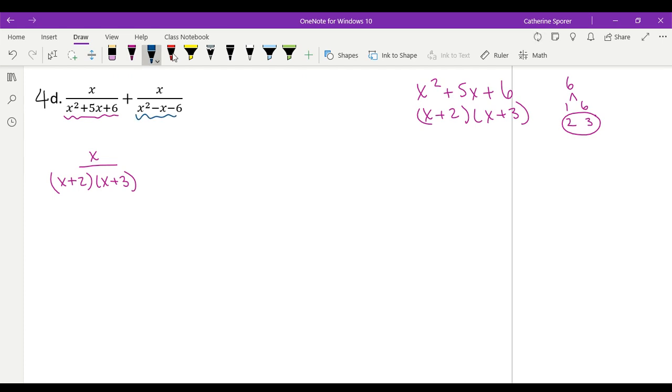And then the second fraction, we want to factor x squared minus x minus 6. This time, we're trying to multiply to a negative 6, so that tells us one number is negative, one's positive. So those are all our factor pair possibilities. The one we want is 2 plus negative 3 would give us the negative 1x. So x plus 2, x minus 3.